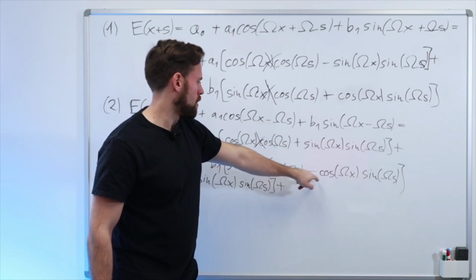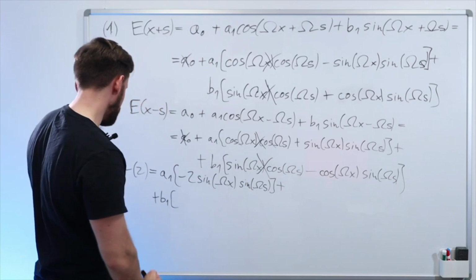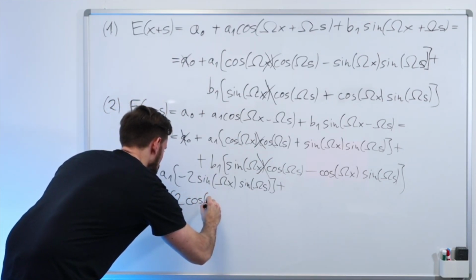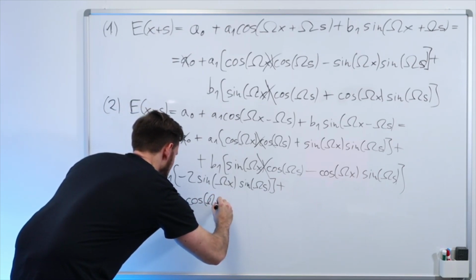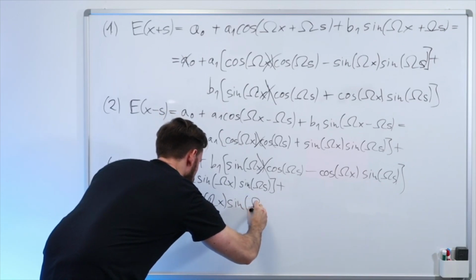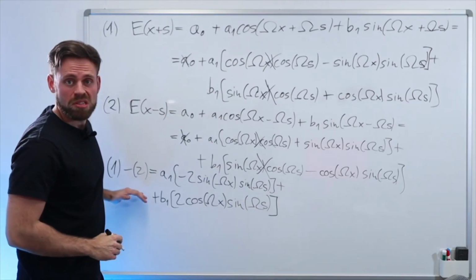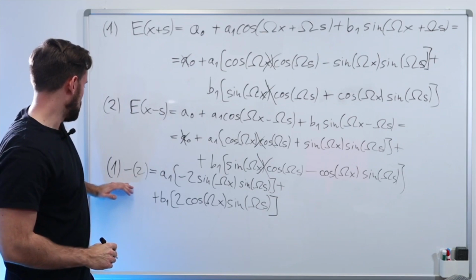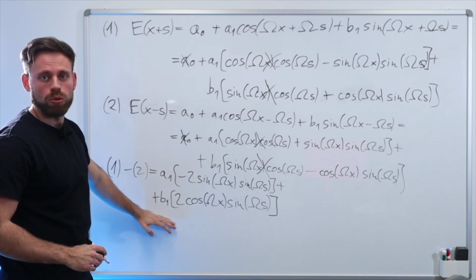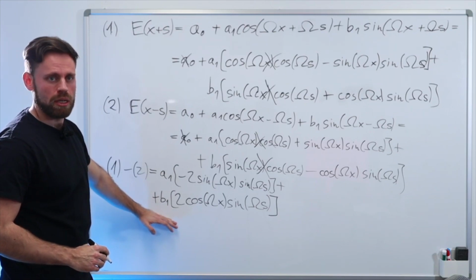Minus will give us a plus cosine sine, same terms. So we will have 2 times cosine omega x sine omega s. So this is going to be the difference between equations 1 and 2. Let's make note of this result because we will be using it.